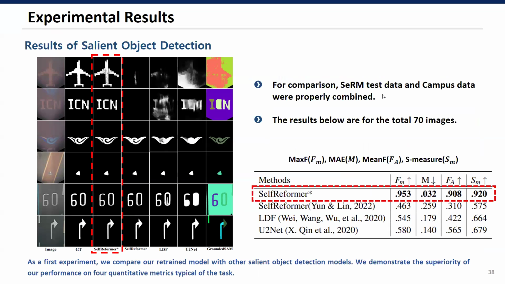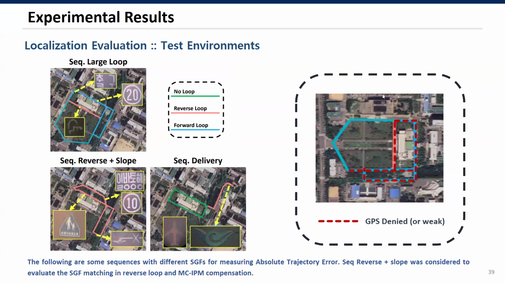As a first experiment, we compare our retrained model with other salient object detection models. We demonstrate the superiority of our performance on the 4 quantitative metrics typical of the task. The following are some sequences with different SGFs for measuring absolute trajectory error. Sequence reverse and slope was considered to evaluate the SGF matching in reverse loop and motion compensate IPM compensation.